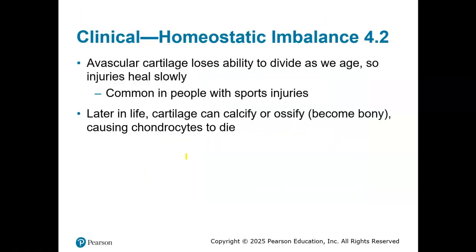Cartilage is avascular. So somebody with sports injuries where they have injured or damaged cartilage, or over time it's just become worn down because of wear and tear, that cartilage basically you can't repair. So the only thing someone can do is have something like a joint replacement.